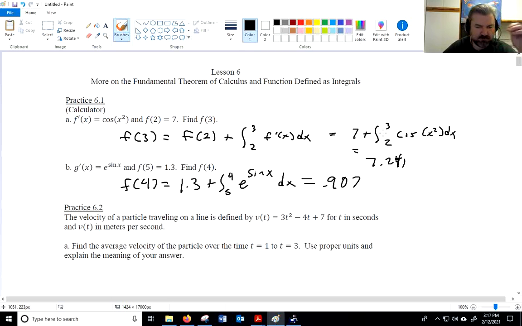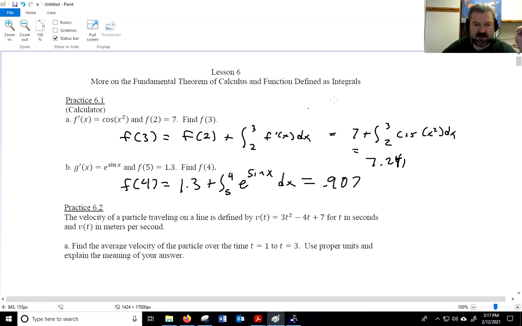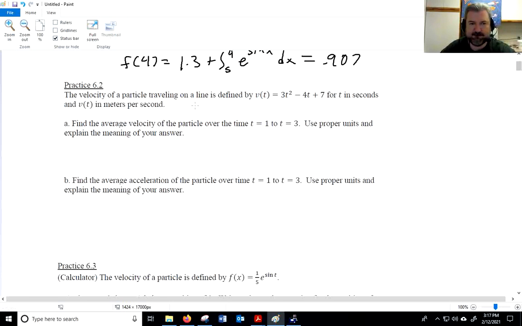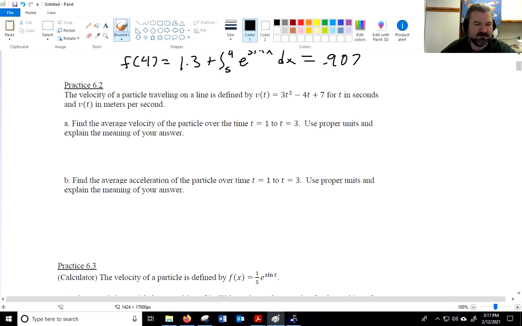All right. Practice 6.2. Go ahead and pause the video and give this one a try now. All right, let's see about this problem. The velocity of a particle traveling on a line is defined by v of t equals 3t squared minus 4t plus 7 for t in seconds and v of t in meters per second. Find the average velocity of the particle over the time t equals 1 to t equals 3 using proper units, and explain the meaning of your answer.